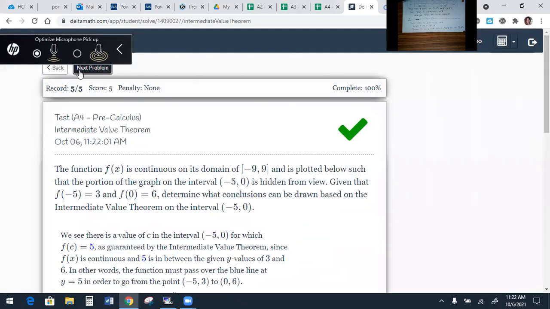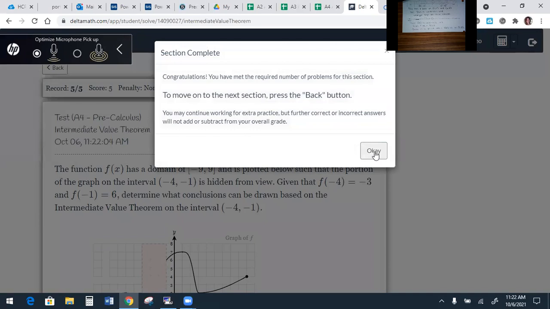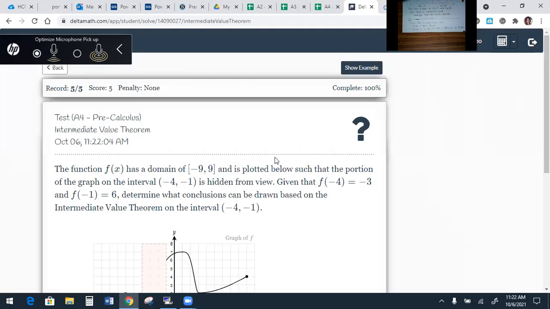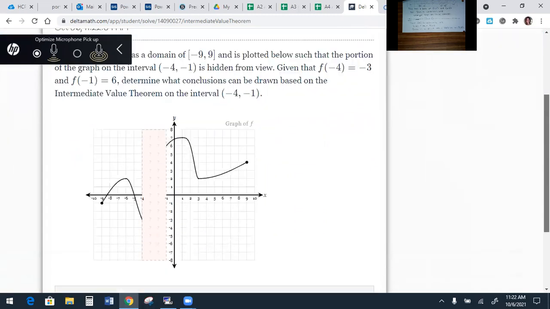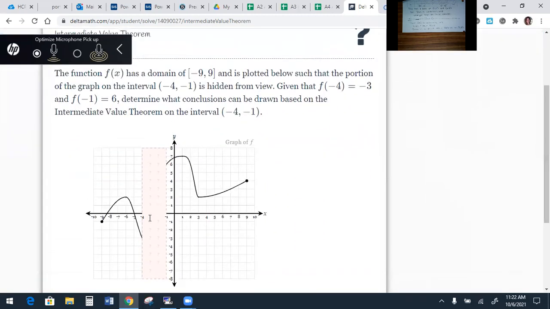Let's try one more. Oh, I was doing this earlier just as practice. How do I make it give me another one? Oh, this is another one. Okay, perfect. So it says our x's go from -4 to -1. It says that right here. The y values go from -3 to 6.